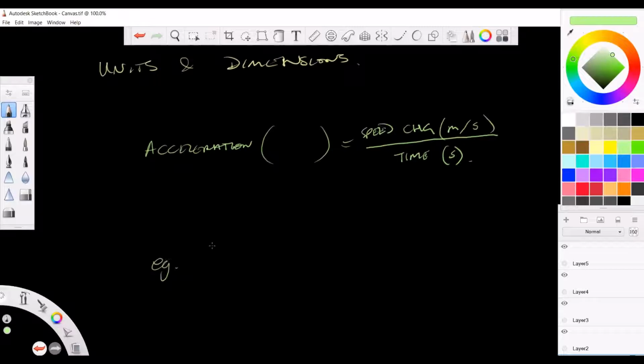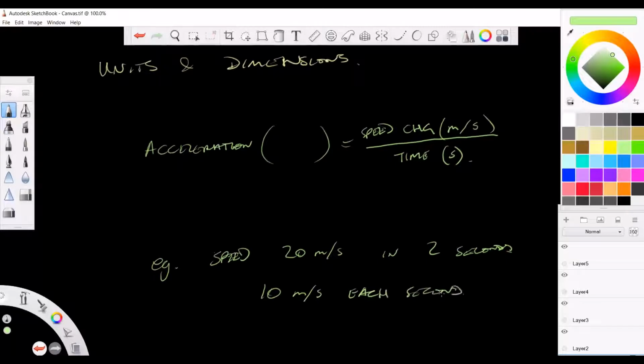Let's say I increase my speed by 20 meters per second in 2 seconds. That would be an acceleration of 10 meters per second each second. So that's how we're doing this: speed change divided by time. 20 divided by 2 gives me my 10 meters per second each second.